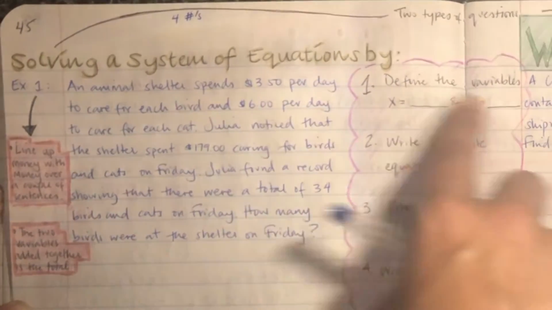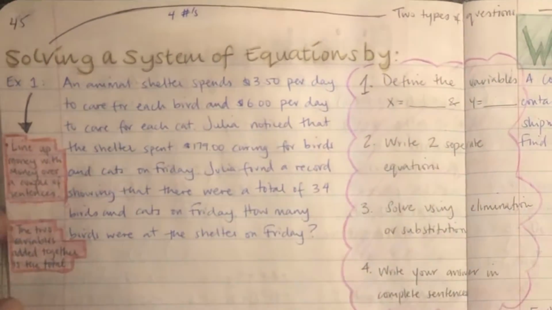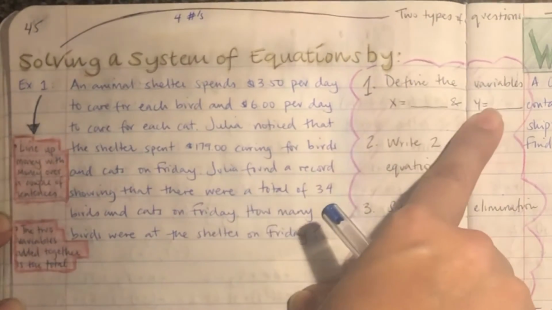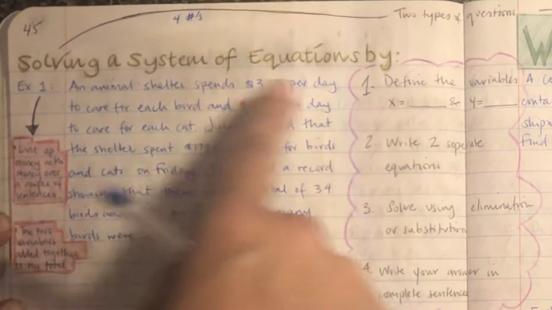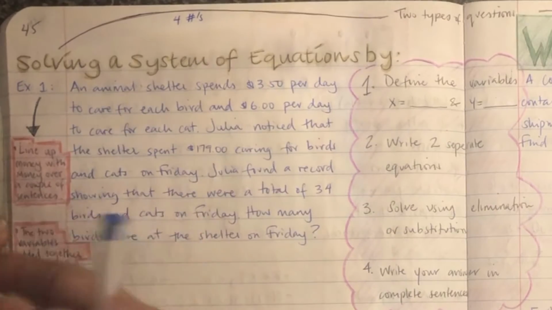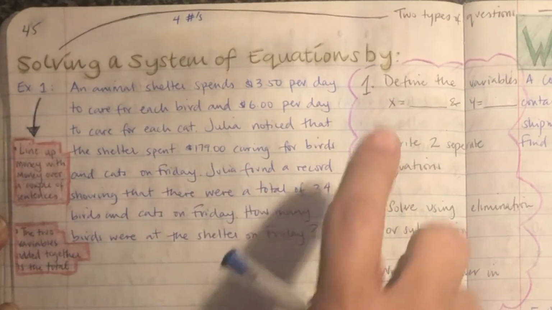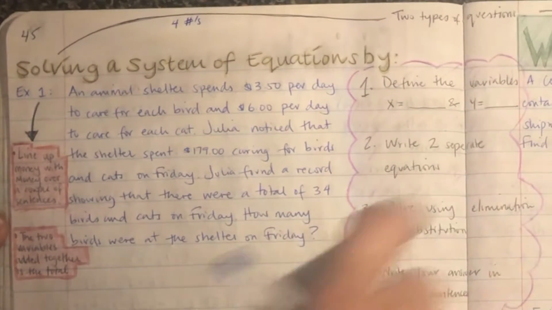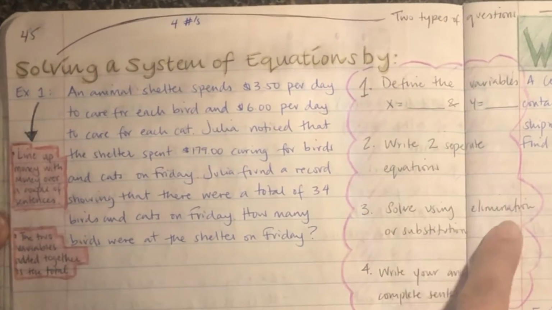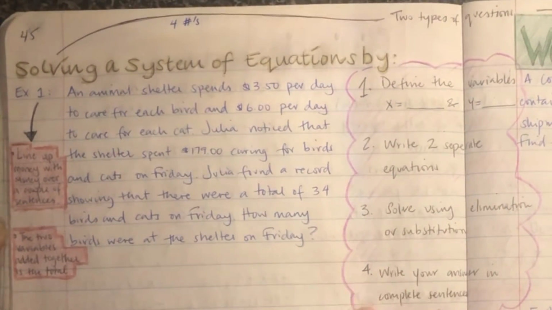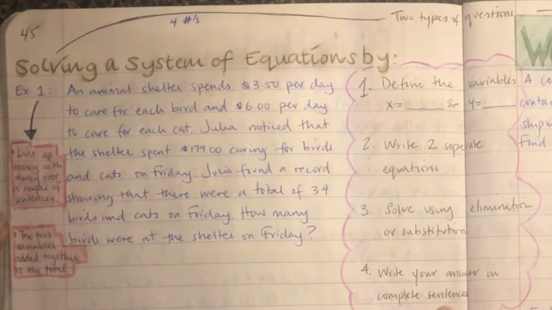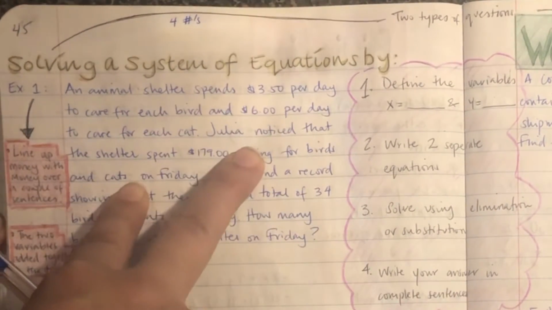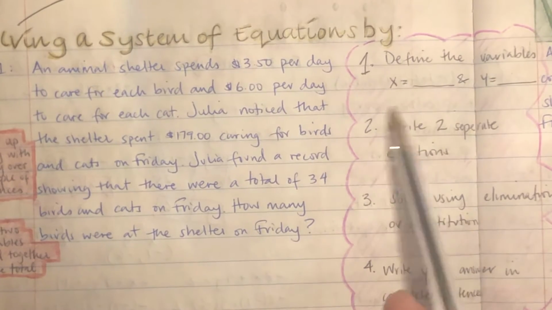You're going to define the variables x and y. Now, you don't have to use just x and y. You can use the letters that they give in the question, which is what I'll do this entire video. However, you know that the first one is x and the second one is y. Then you're going to write two separate equations. You're going to solve using elimination or substitution, and the most important thing is you're going to write your answer in complete sentences in reference to the question. All right, so you're going to define the variables as you read.